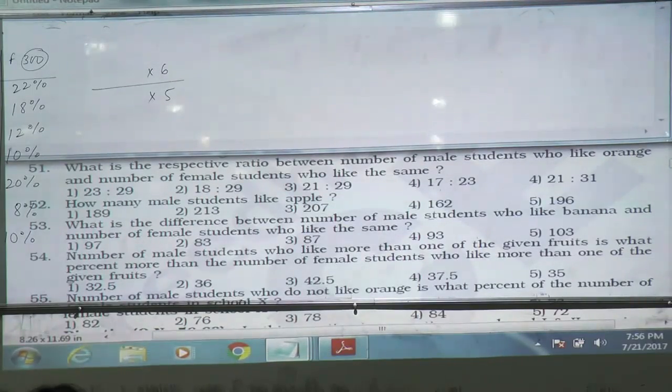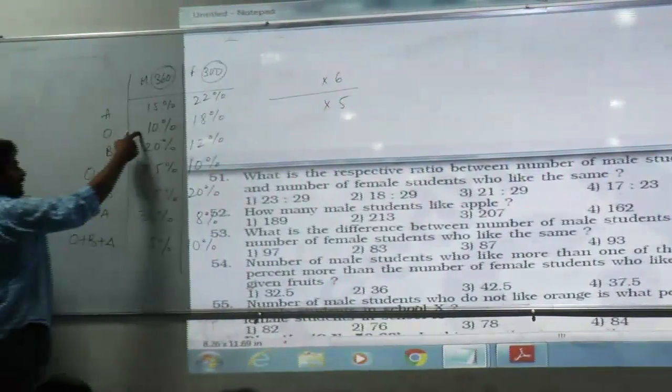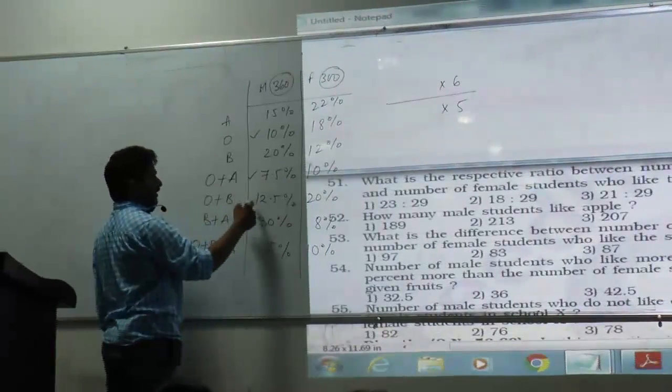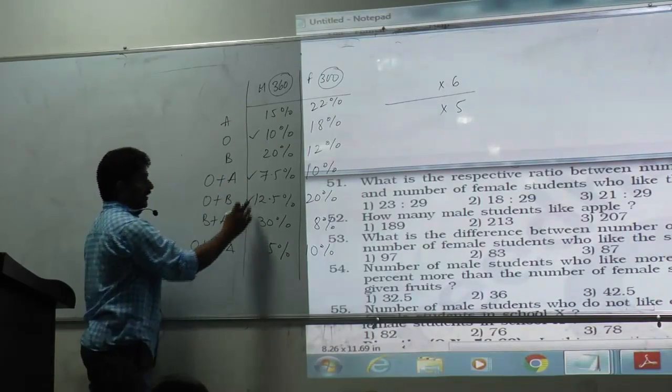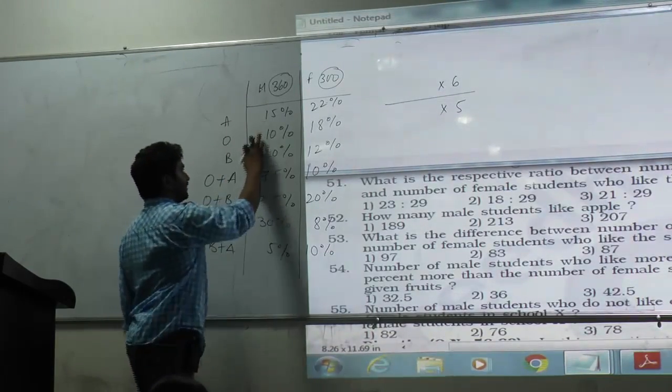Wherever orange appears, take all of it. This one, and then the last one. 10, 7.5, 12.5, 20 plus 10, 30, 35. 35%.